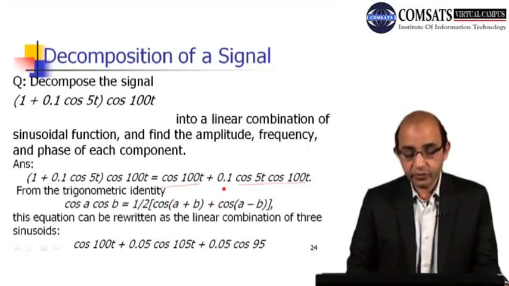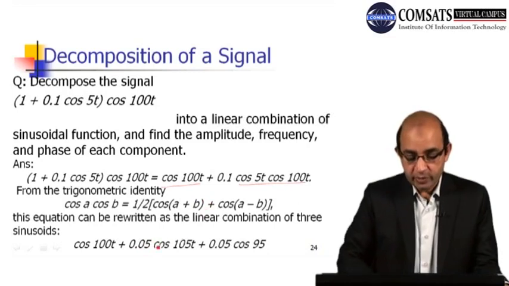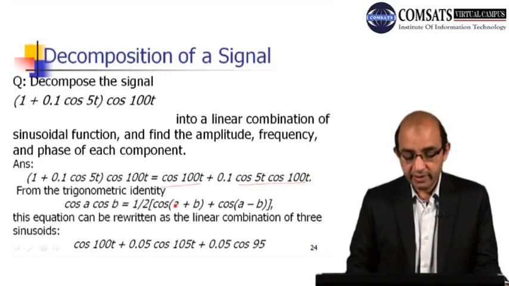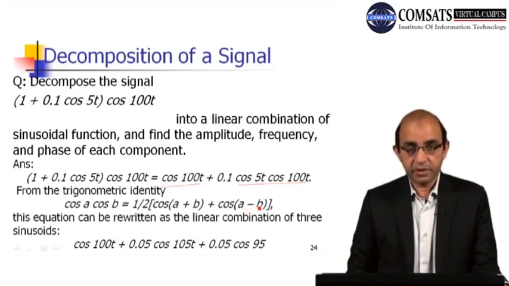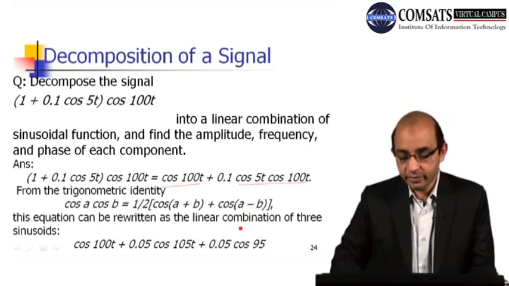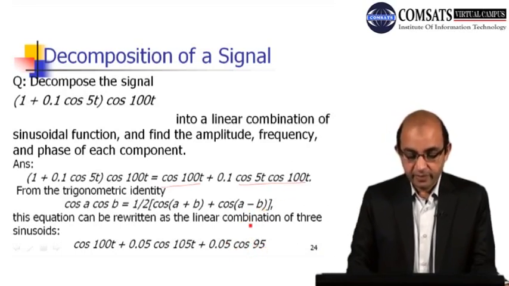For this 1 by 2, so we have already 0.1, so 0.1 divided by 2 gives 0.05, and when we add 5t plus 100t, the first expression adds up the angle, so 105t, and then we have to take the difference. I'm taking this as A and this as B in order to avoid the negative sign, but it will not make any difference because the sign will be absorbed by the cosinusoid. So A minus B, 100 minus 5, is 95.